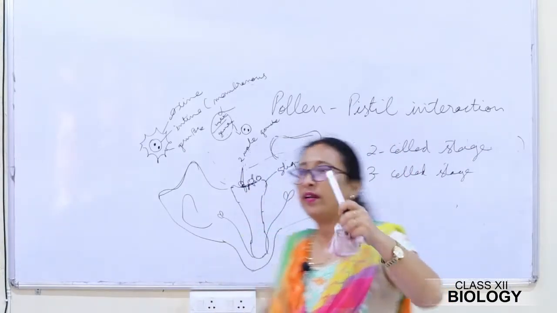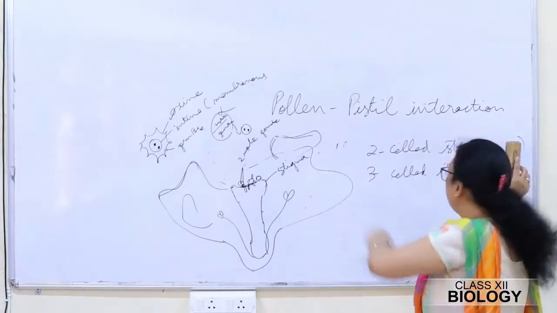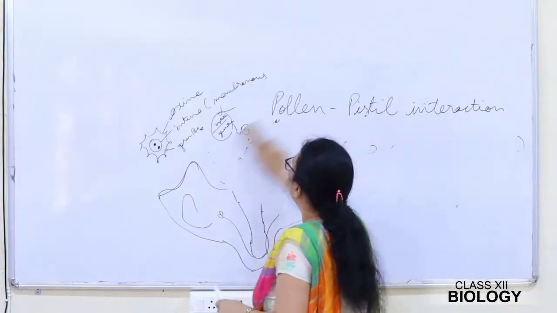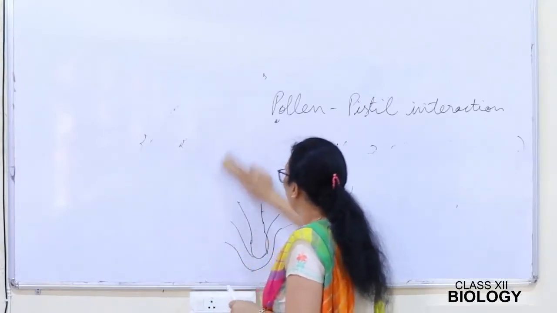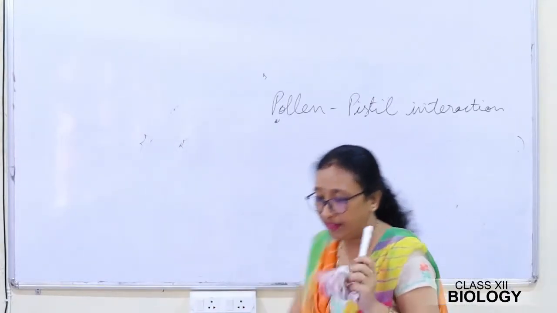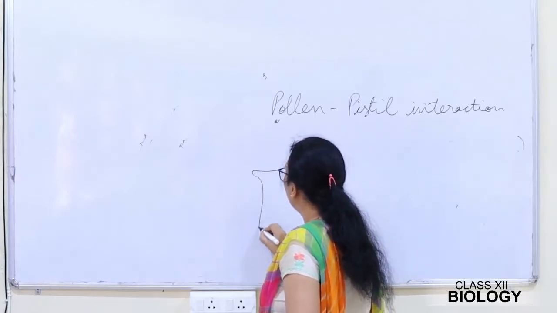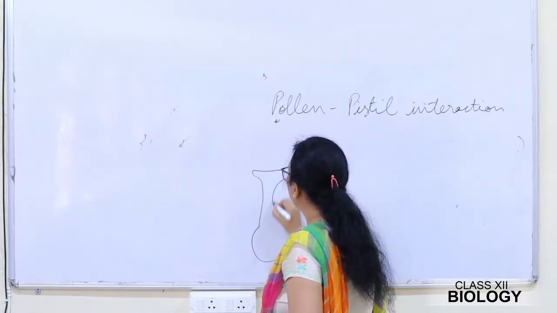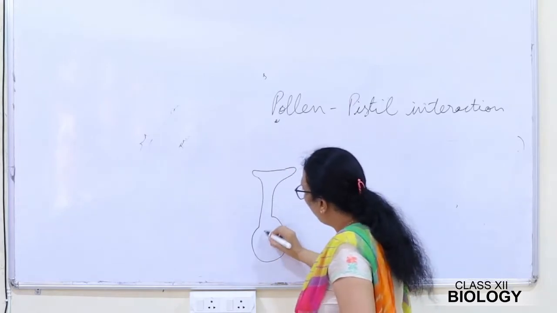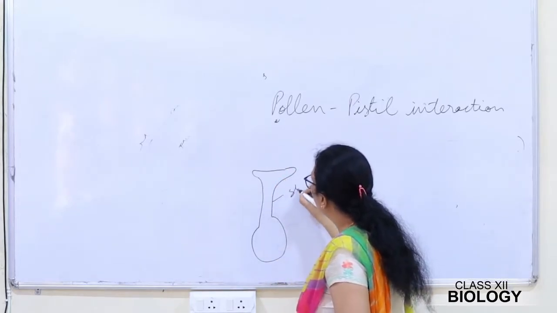So what is pollen pistil interaction? This is how it is taking place. We have seen how the pollen will form, which stage it will form. Now we will see. This is the stigma, style, ovary. See, ovary here, this is the style.